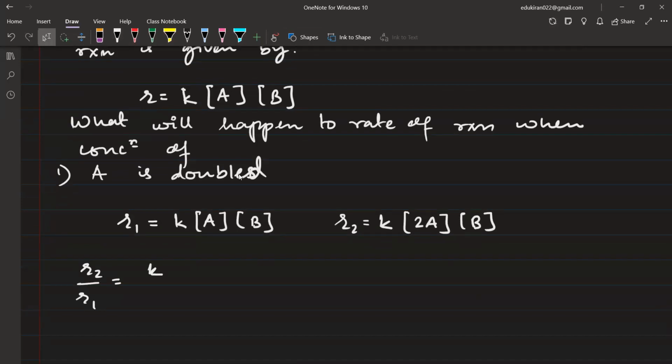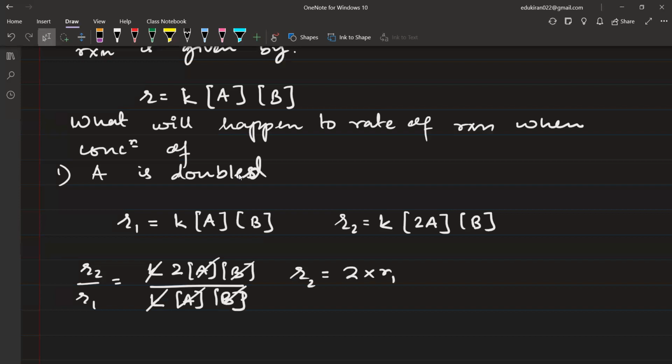Now you will do R2 by R1. R2 is K into 2 times the concentration of A into B divided by K into the R1 is K into the concentration of A into the concentration of B. Theek hai? K and K will get cancelled, A and A will get cancelled, B and B will get cancelled, and you will write rate 2 is equal to 2 times of R1. Correct?